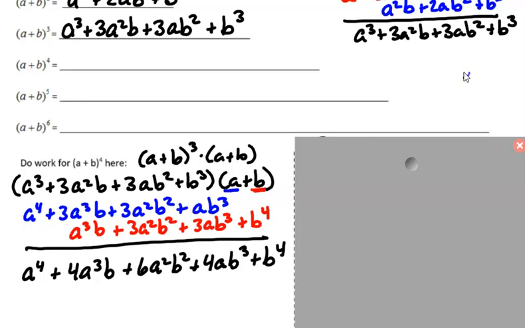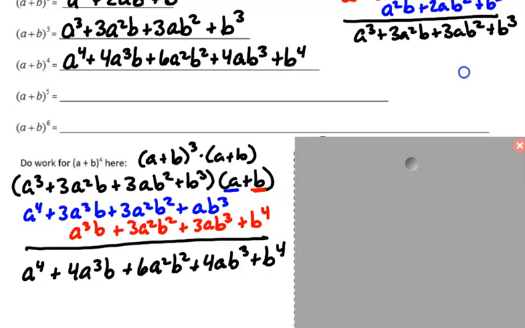Now, I'm going to take the result of that and put it in my chart. I have a to the fourth plus 4a cubed b plus 6a squared b squared plus 4ab cubed plus b to the fourth. Now, if you took the time to multiply that out yourself, you'll recognize that that's kind of a tedious thing to do, and it'd be really nice if I didn't have to keep doing that for a plus b to the fifth and a plus b to the sixth.